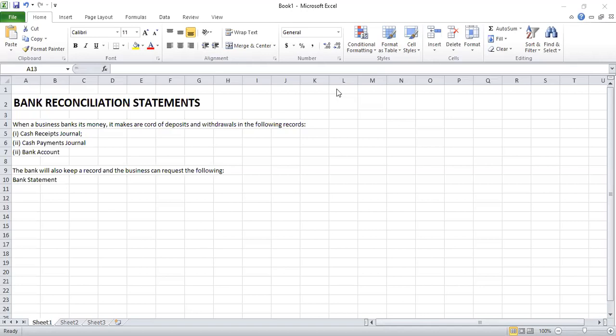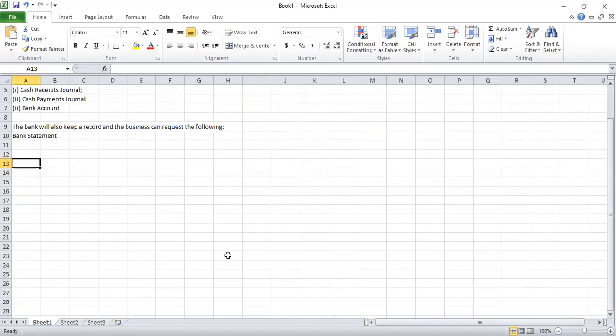Because of those differences, we have to do a bank reconciliation statement. A bank reconciliation statement tries to explain the reasons for the differences between the bank and our records. All right, possible causes of differences.